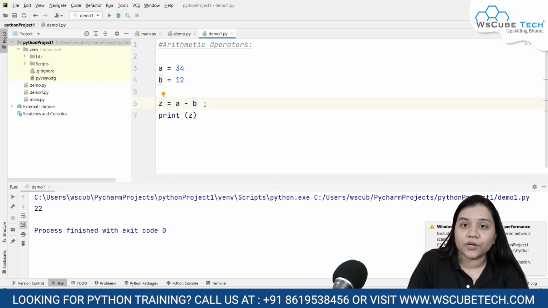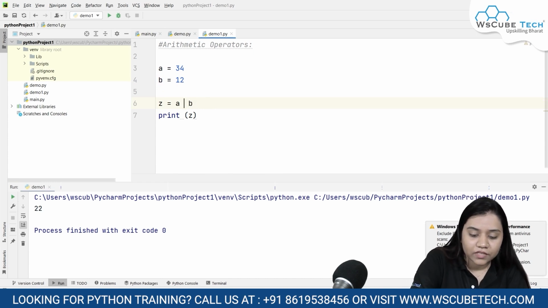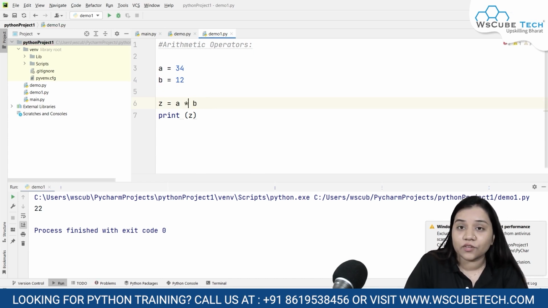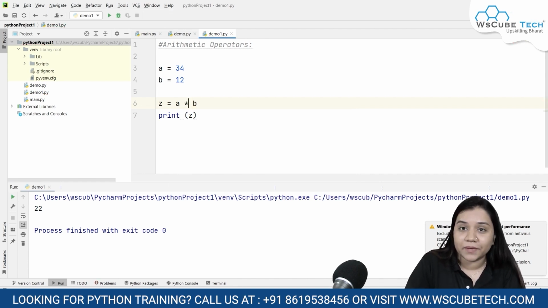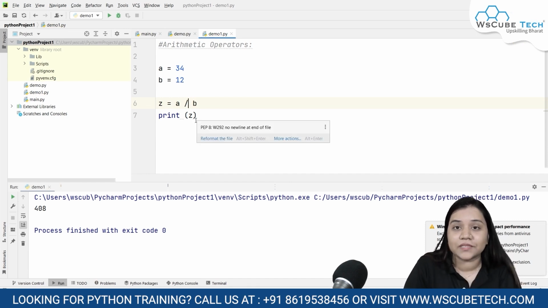Similarly, we will be talking about our division and the multiplication operator. For the multiplication operator, all I need to do is, instead of putting a minus sign over here, I'll use a multiplication symbol. In Python, we don't use x as a multiplication symbol. We use the asterisk symbol for multiplication. So a star b, or you can call it a asterisk b. And as soon as I run it, it gives me the output 408, which is the multiplication of both the numbers. Talking about division, all you need to do is put a slash over here, not a backslash, just a normal simple slash.